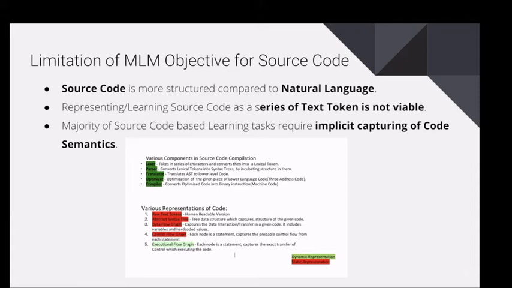Generally, a basic primer: what are the various representations of code? One, we can represent code as raw text tokens, which is the human-readable version we all see. That is how a lexer sees code. A lexer is a component in your compiler which sees a series of character tokens and starts assigning lexical tokens to it. We can use an abstract syntax tree, a tree data structure which captures the structure of a given code. And then we can use a data flow graph, which captures the data interaction or transfer between variables and hard-coded values in a given code.